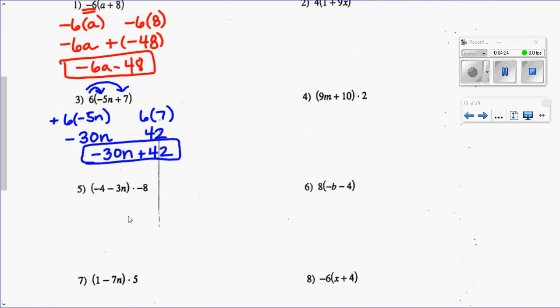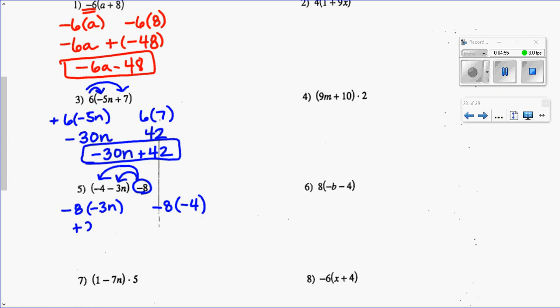Okay, number 5 is a little different because the negative 8 is coming after. So it's okay though, because it's on the outside, I'm still going to distribute it to the negative 3n. So it looks like this, negative 8 times negative 3n. Then I'm also going to distribute it to the negative 4. So then I have a negative 8 times a negative 4. Okay, go ahead and simplify those two on your own. See if you can get this answer and this answer.